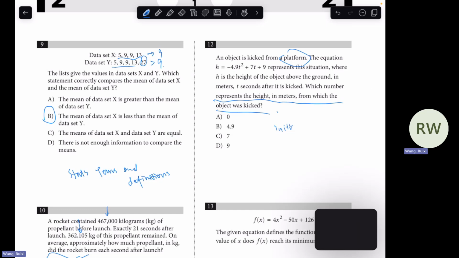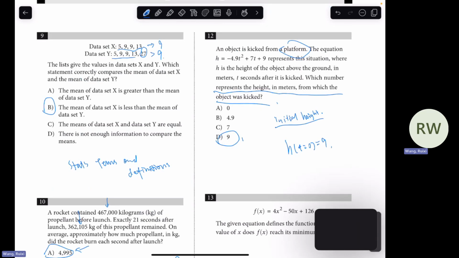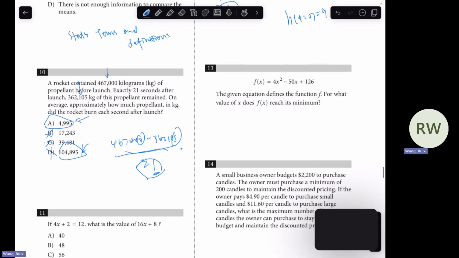So you see, the question itself is actually not hard, but they try to wrap all the information in a different way so that you get confused. They're actually looking for the initial height of the object, which is the height when t equals 0, which is just 9. So no complex calculations. It's just reading and understanding what they are trying to ask.